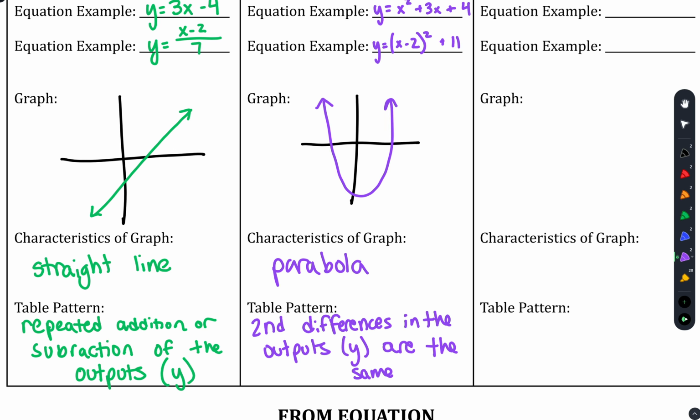When we graphed these in our tables, we were able to skip some steps because we were able to find patterns in those tables. The pattern that we used way back when we did this was that there was always going to be repeated multiplication or division in the outputs.